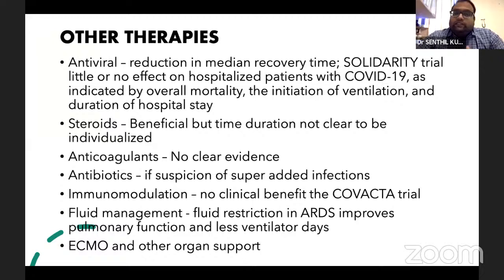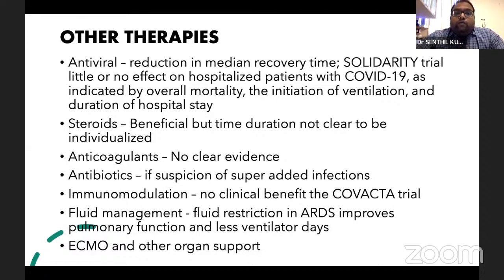Anticoagulants, still there is no clear evidence. The formation of microthrombi, yes, is causing clear-cut damage to the lung, hence it has to be stopped. So anticoagulants have to be started for patients who require high oxygen therapy, in order to prevent the recurrence of more and more physiological dead space. And antibiotics, if there is suspicion of superadded infection, will be helpful.